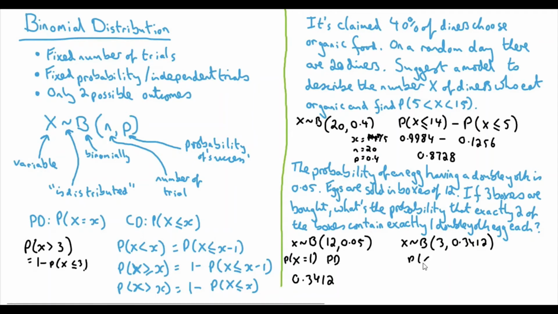Here, we're now after the probability that X equals 2, that 2 of these 3 have that. And so once again, because it's equal, we're going to be in PD. Stay in the PD section of your calculator, put in x is 2, n is 3, p is 0.3412, and putting that all in, you should have a probability of approximately 0.23 that 2 of the boxes contained each exactly 1 double yolk egg.